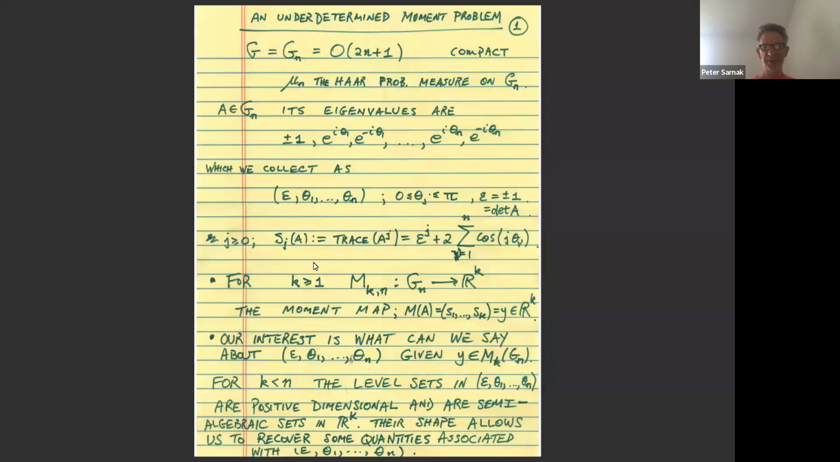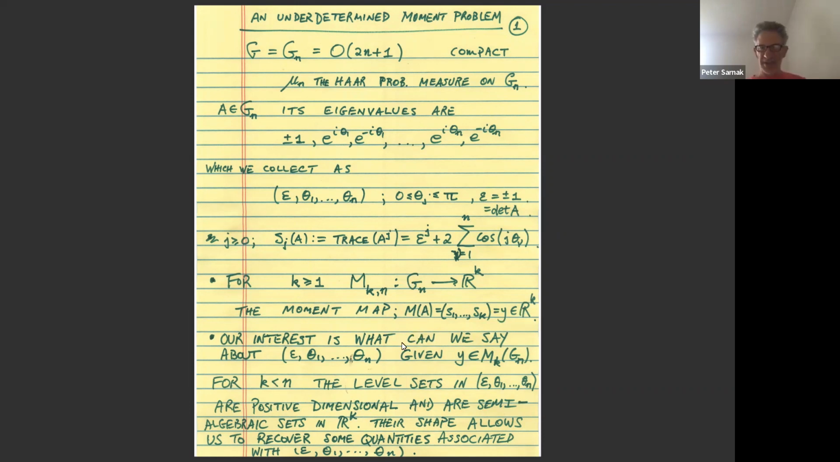So we have a map, which I'll call the moment map. For every k greater than or equal to 1, we have these moment maps, M_{k,n}, from my classical group G_n into R^k. And the image is a very complicated set, as we'll see in a second, and it's all about that set. So we have a map into R^k, and our interest is what we can say about the eigenvalues, ε, θ_1 to θ_n, given its moments.